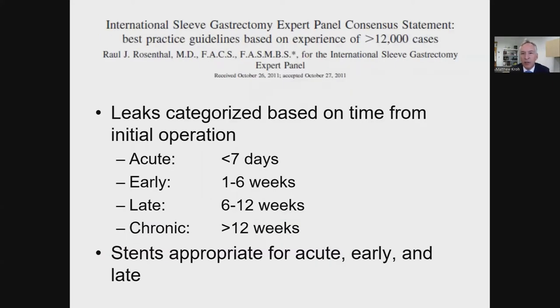And if we look at the International Sleeve Gastrectomy Expert Panel consensus, this group categorized leaks based on time from initial operation with acute, early, late, and chronic. And ultimately, it seems that stents may be appropriate for that early, acute, and late phase up to potentially 3 months after an operation.